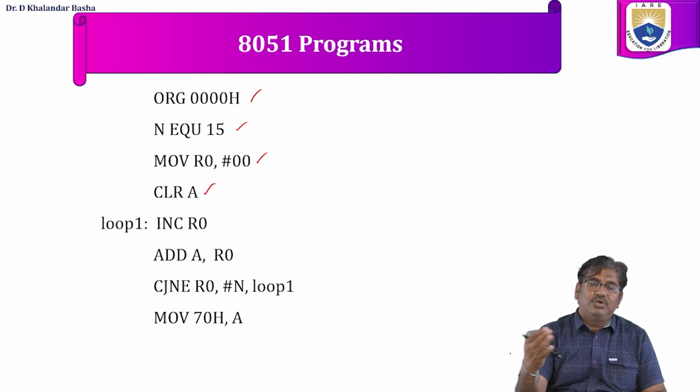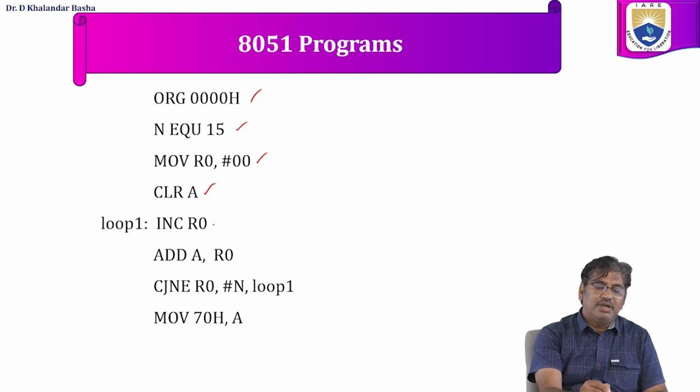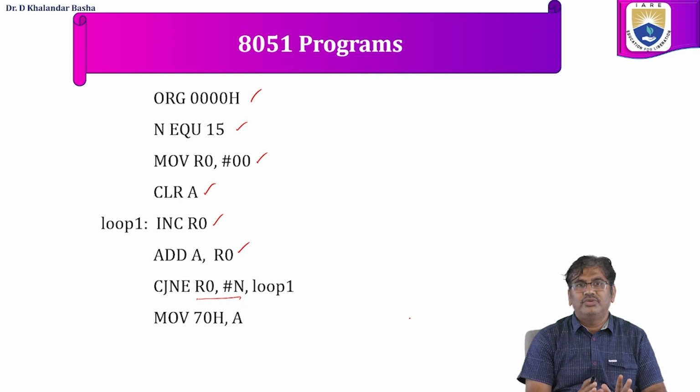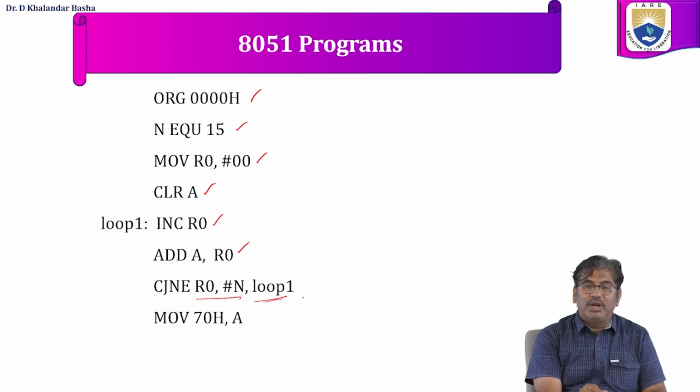We want to add from 1 to n, so we will increment R1. This R0 value will be added to accumulator. Next, we will compare R0 with n, whether we have done the addition till n value or not. So for that, we will compare R0 with hash n by using CJNE, which stands for compare. First, it will compare R0 with n. If these two are not equal, then go to loop 1. Else, come out of the loop.